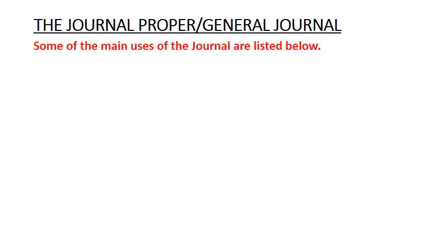So in short, there are some transactions that cannot be recorded in our 5 previous books. That is the cash book, the sales day book, the purchases day book, the sales returns, the purchases returns. So what do we do with those types of transactions? That's what we're going to study today. Some of the main uses of the journals are listed below.